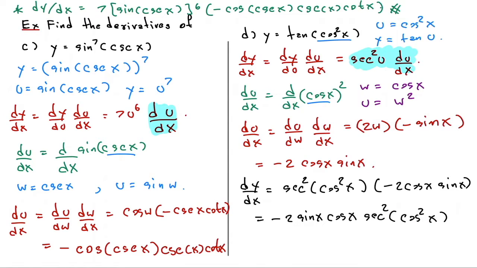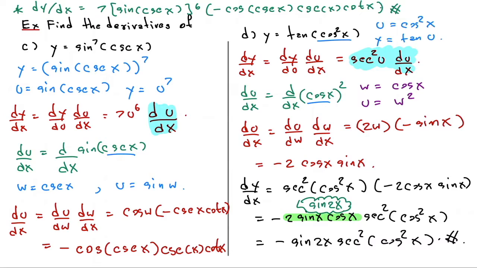But guys, if you remember the trigonometric formula here, 2 sine x cos x is actually the formula of sine 2x. So here we have minus sine 2x sec squared cos squared x, and that is the answer.